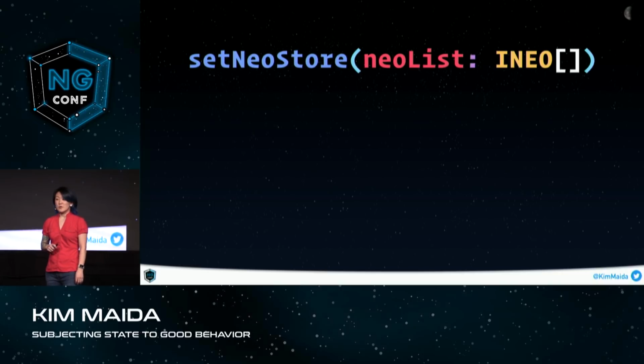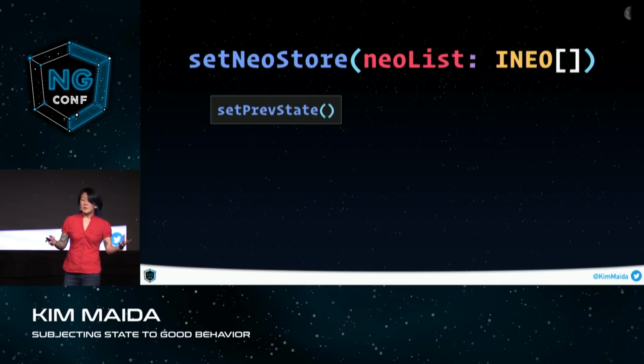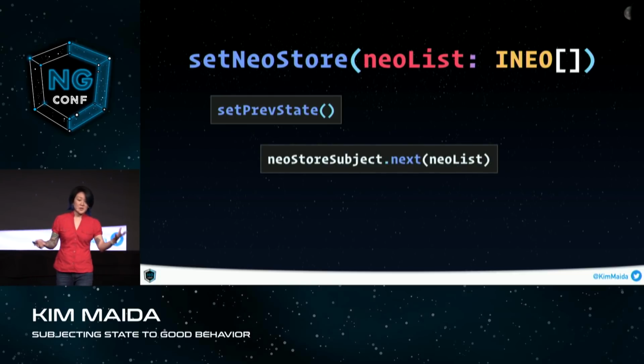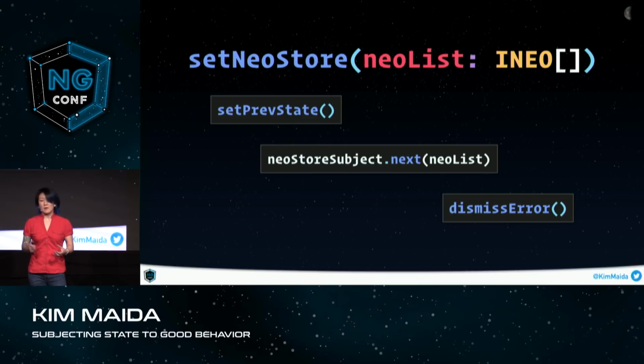Now my setNeoStore method is a public method, and this is going to expect a neolist. The first thing I'm going to do before I make any changes is set the previous state, because I want to make sure that I have that stored and I know what it is before I make an alteration. Next, I'm going to emit the neolist from my neoStore subject, and then finally I'm going to clear any errors in case something went wrong with an interaction with the API previously.